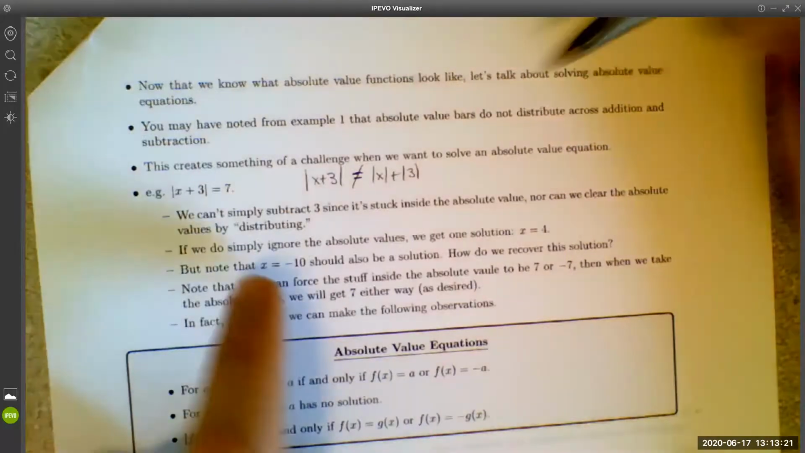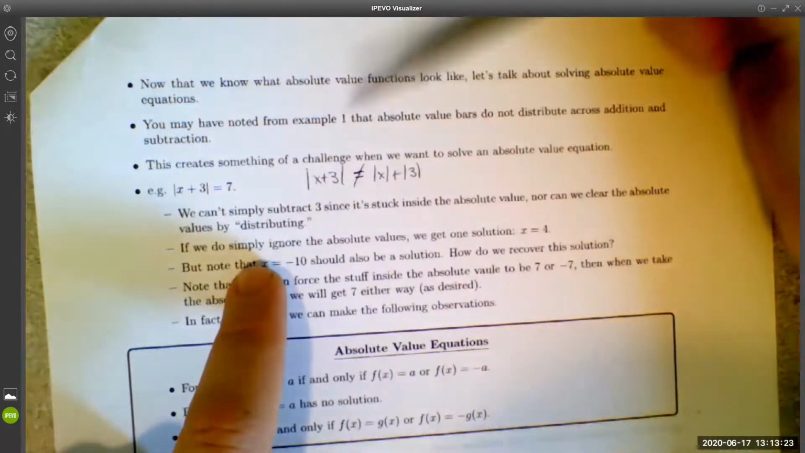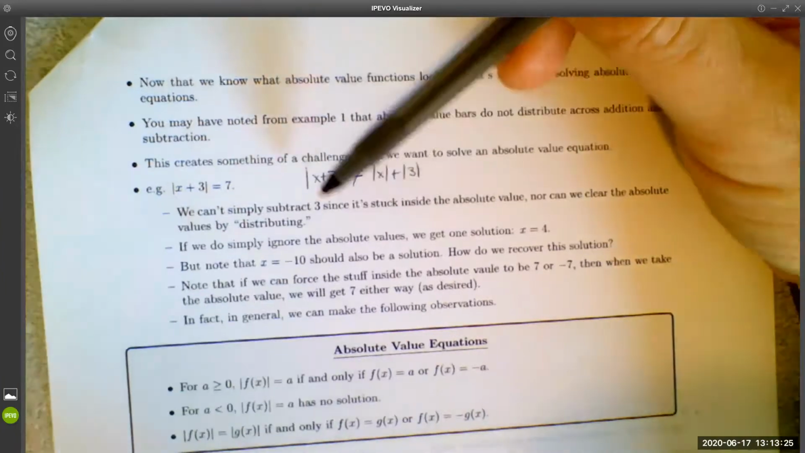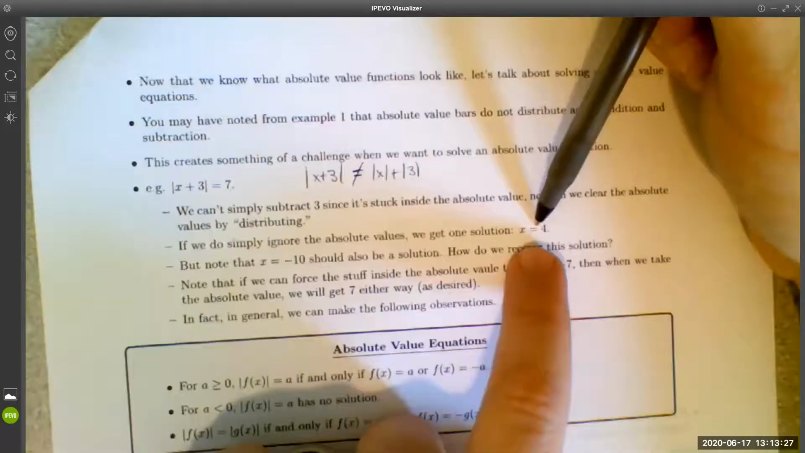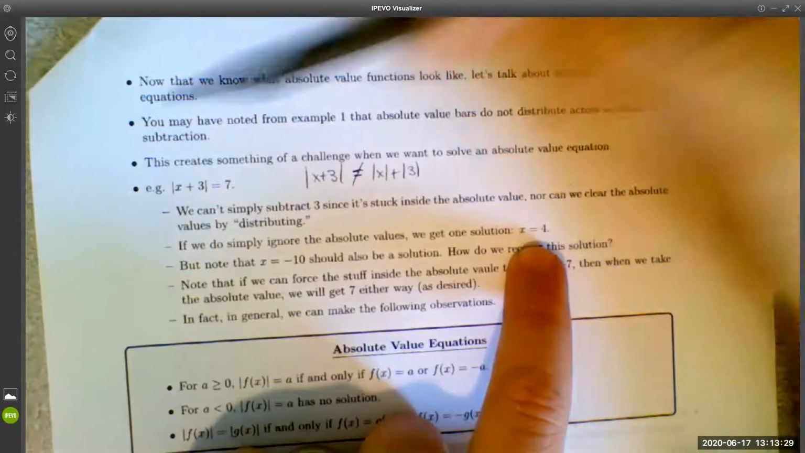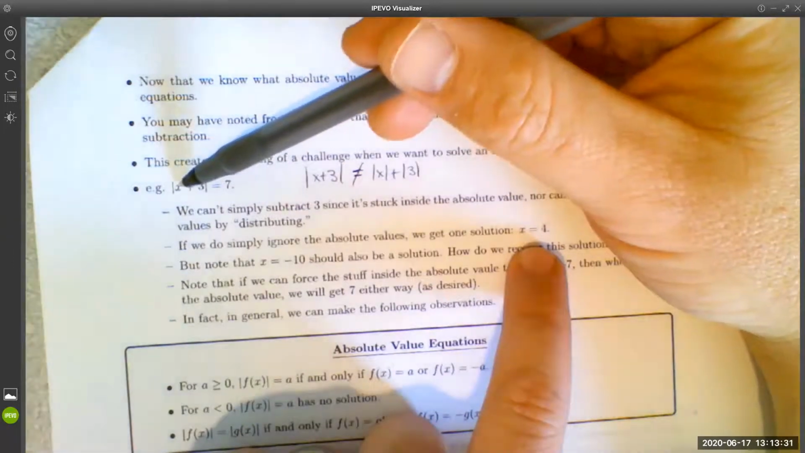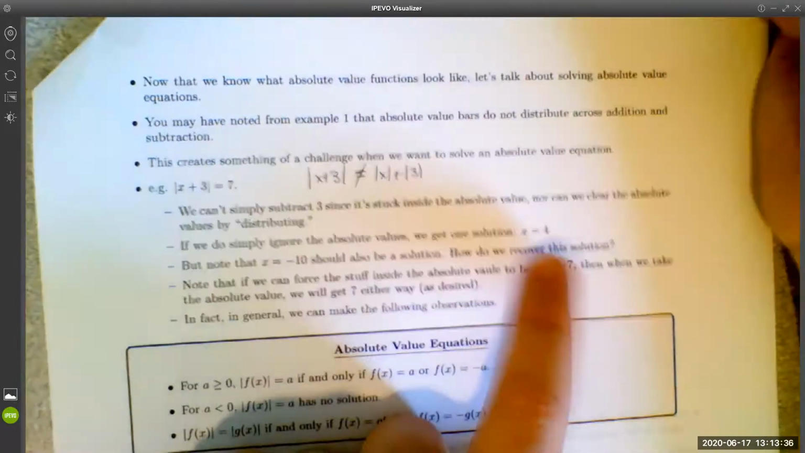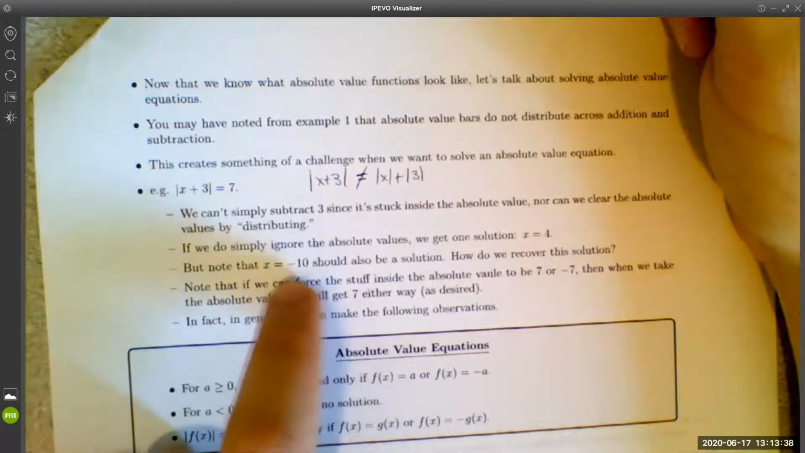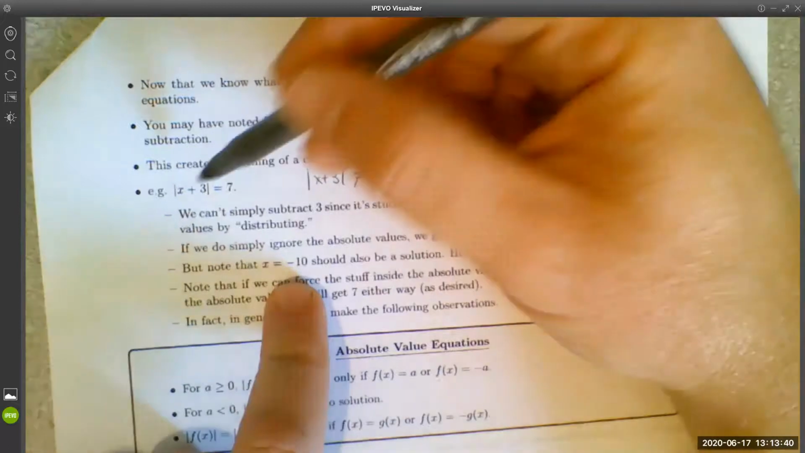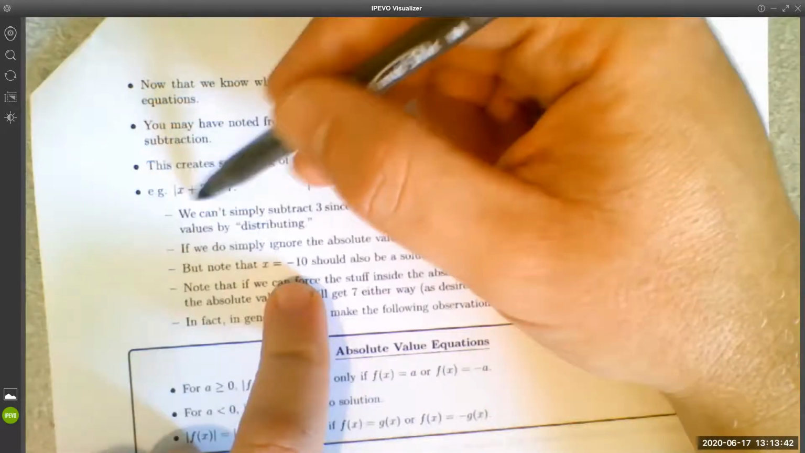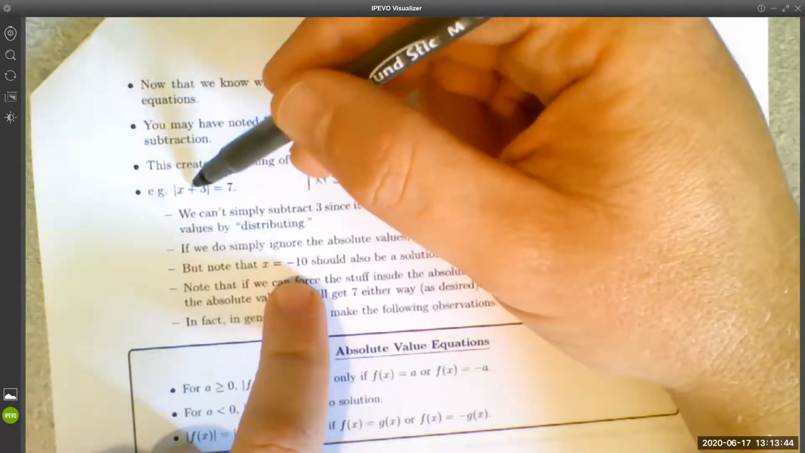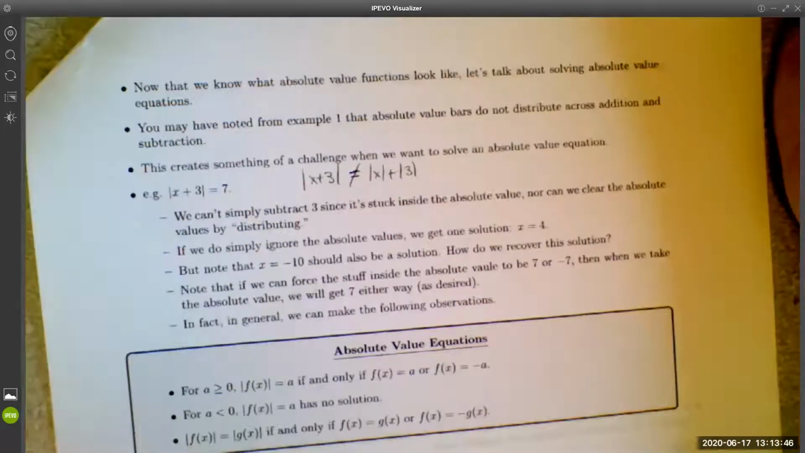One thing that students often do, as a matter of fact, is just to ignore the absolute values. And if you ignore the absolute values, you do get one correct solution. You get x equals 4, which is correct, right? If you plug in 4, 4 plus 3 is 7, absolute value of 7 is 7, so 4 works. But note that there's another solution. X equals negative 10 should also work, right? Negative 10 plus 3 is negative 7. Absolute value of negative 7 is positive 7.